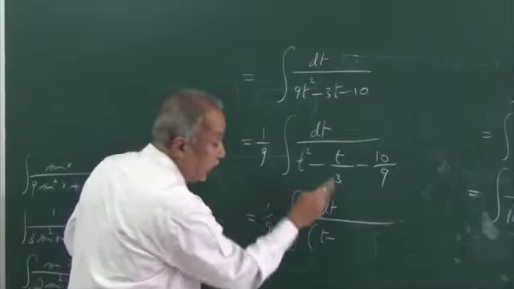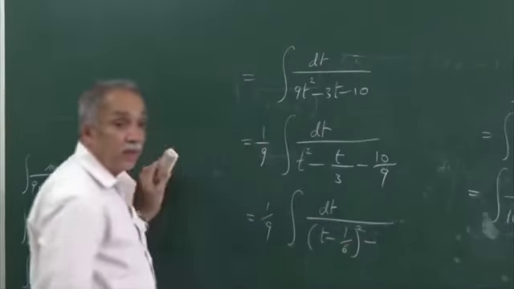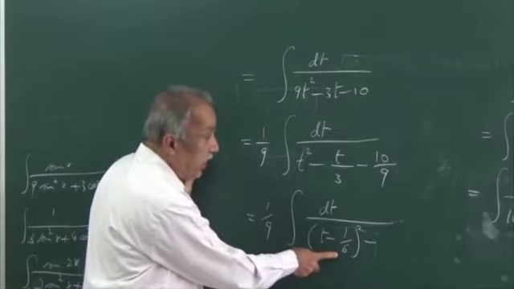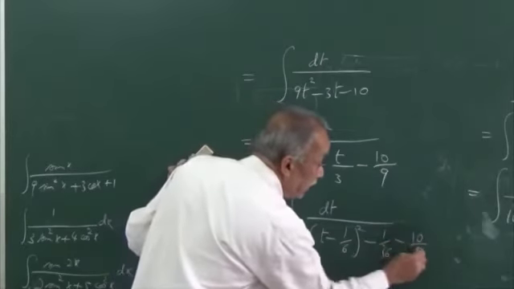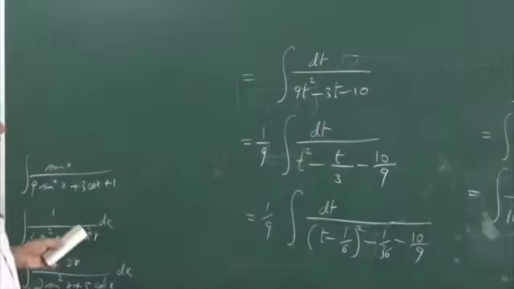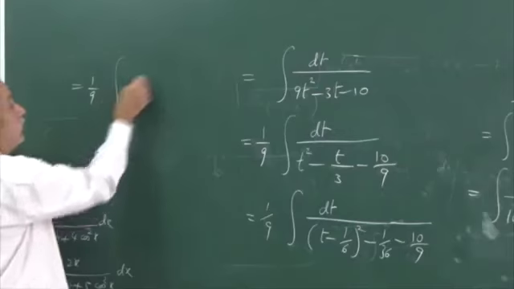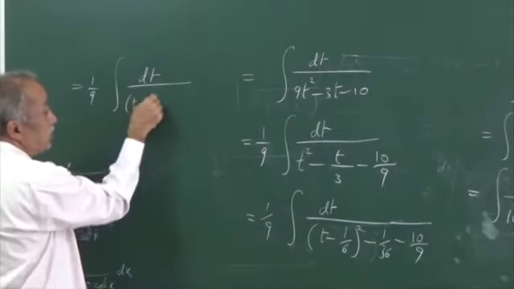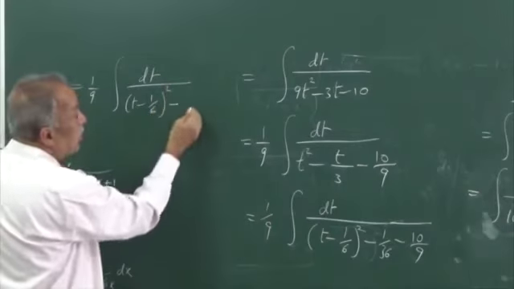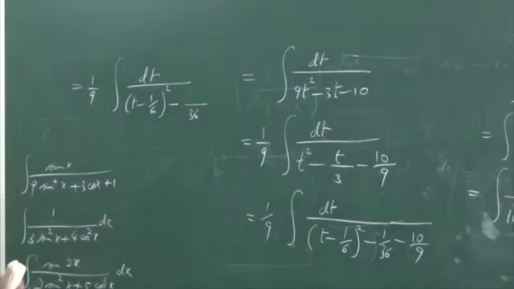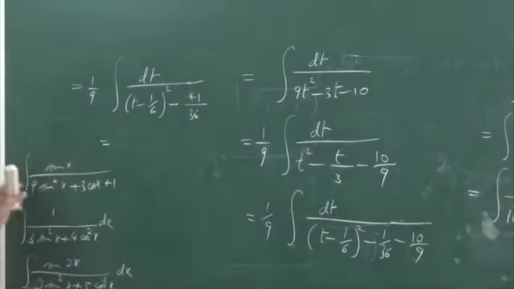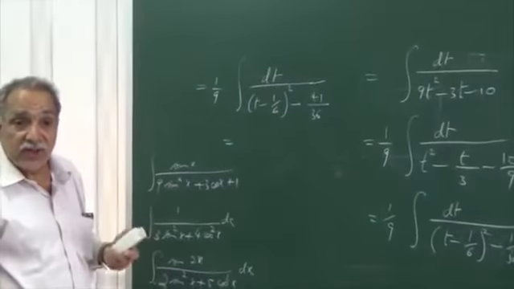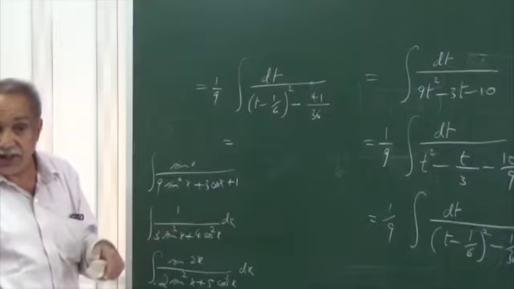T minus half of the coefficient, 1 by 6, square. As a result of inclusion of this constant term, I get 1 by 36. Remove that constant. Then write the required constant term, 10 by 9. Or simplified, 1/9 of integral dt by t minus 1 by 6 whole square minus common denominator 36, 1 plus 40, 41. The integrand is in the form 1 by x square minus a square, the integral of which is 1 by 2a into log of x minus a by x plus a.